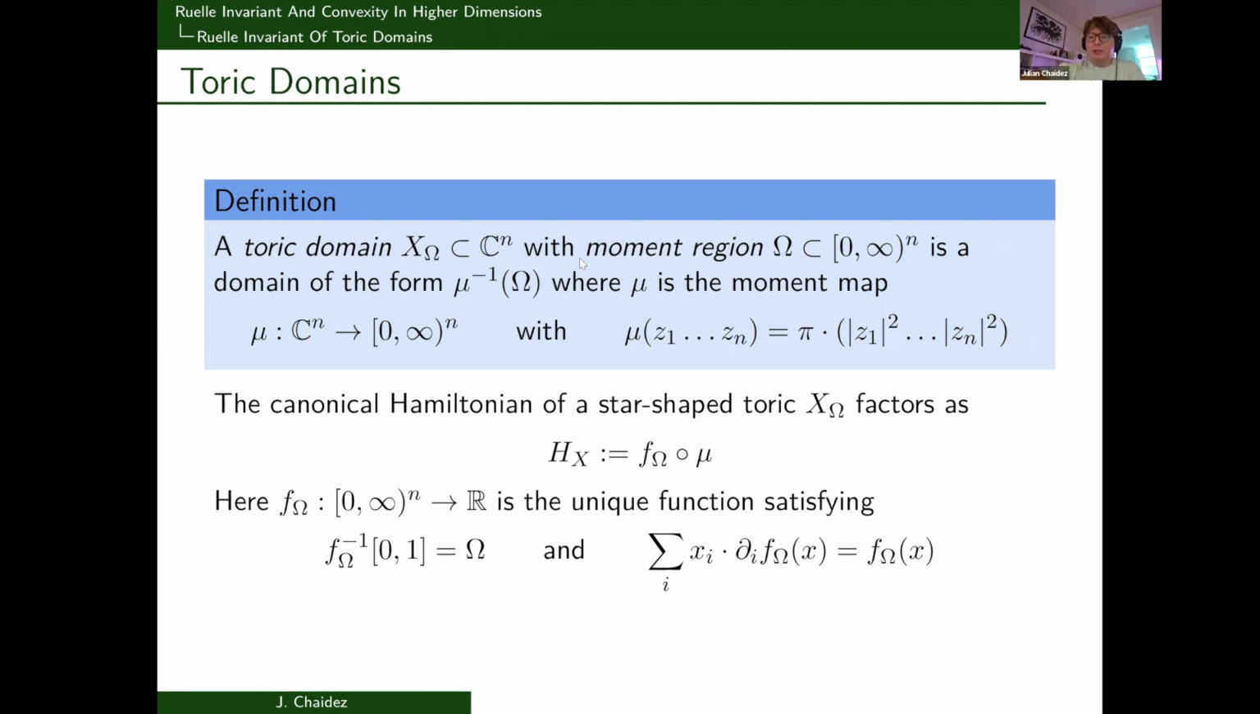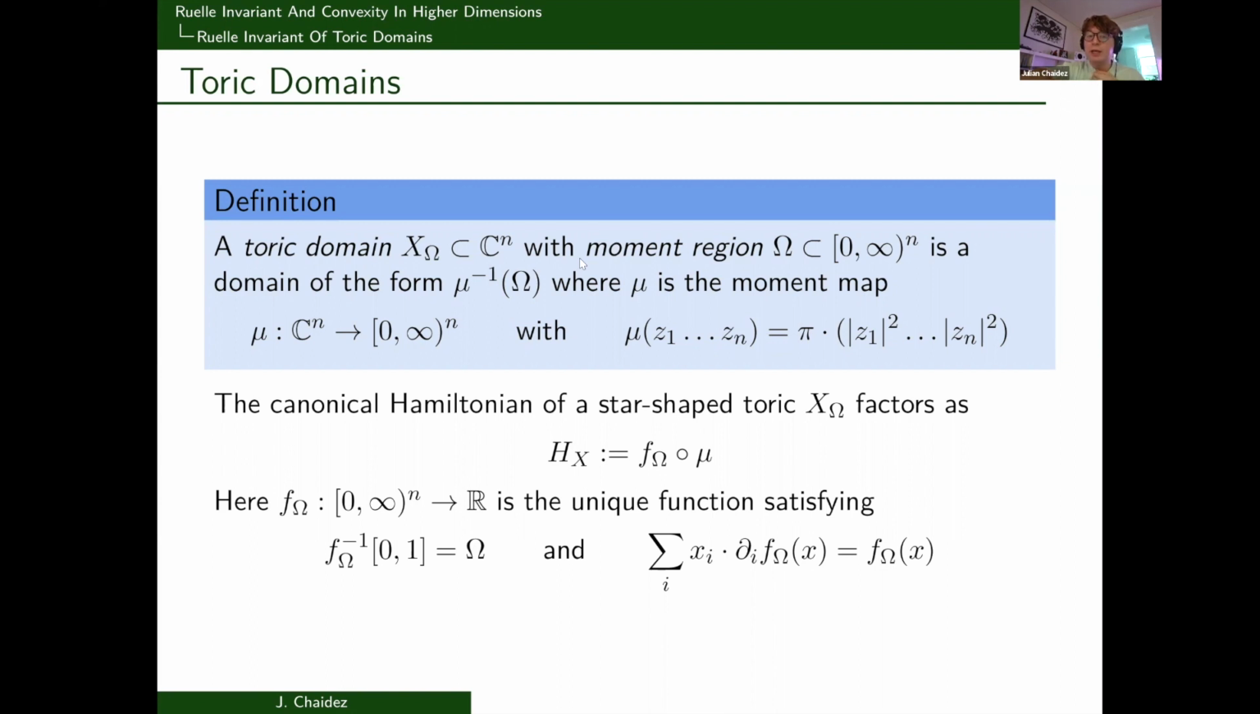So this generalizes some of the results on the Ruelle invariant that appeared in Michael's paper and also the paper by Dardenez et al. So first I'll remind you what a toric domain is. A toric domain X_Ω inside of C^n, with moment region Ω inside of the upper orthant of R^n, is a domain of the form μ^{-1}(Ω), where μ is the standard moment map. It's the map from C^n to the positive orthant which takes z_1 through z_n to π times their norm squareds in each factor.